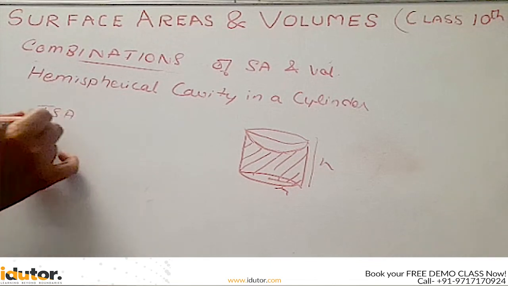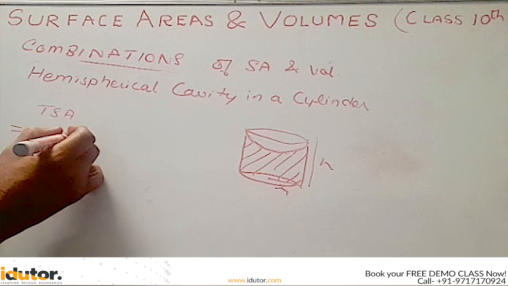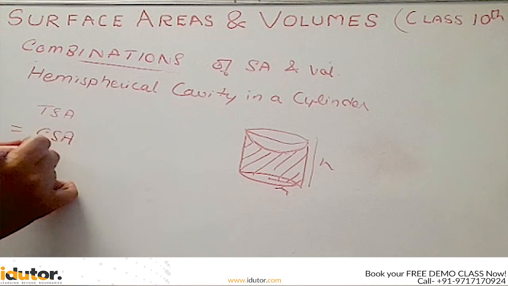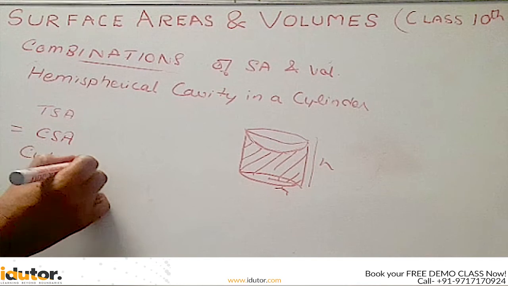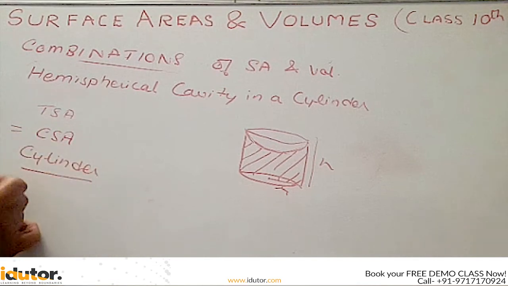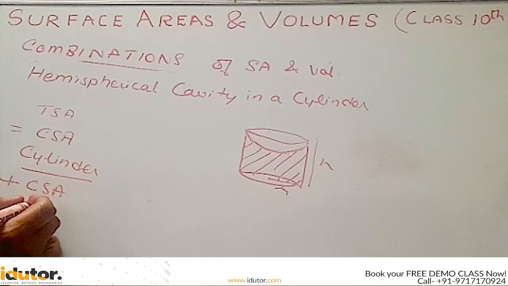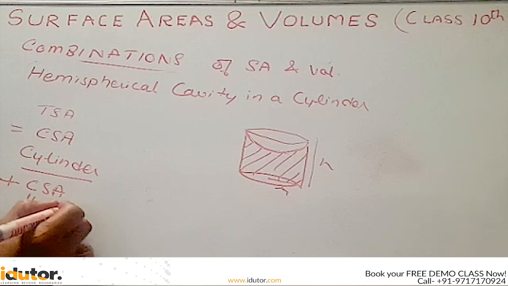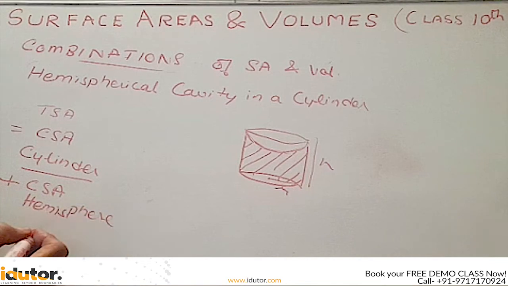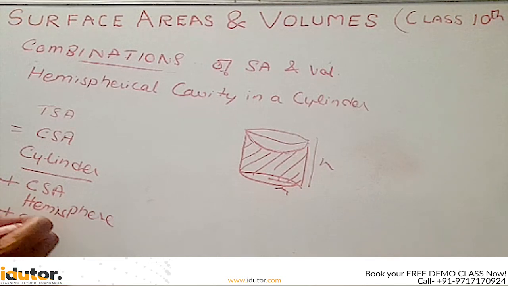to CSA of cylinder, then plus we can say CSA of hemisphere. Okay, CSA of hemisphere. And also we can say that plus surface area of base.